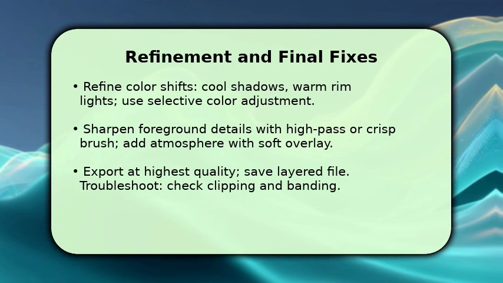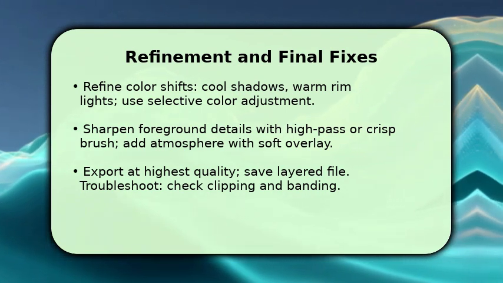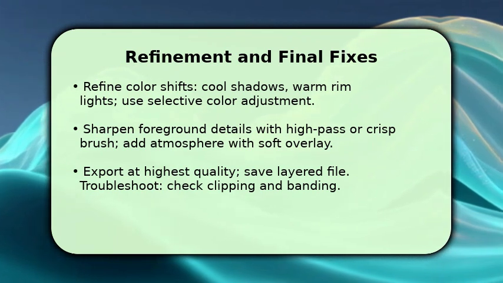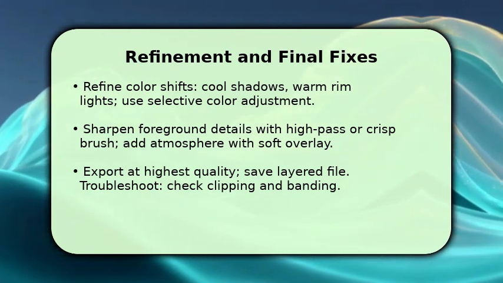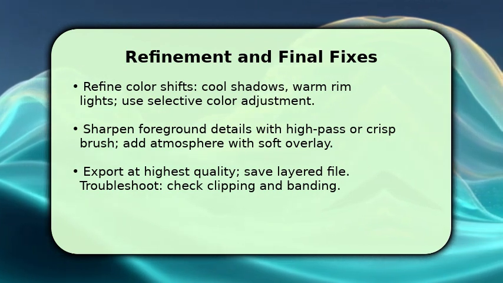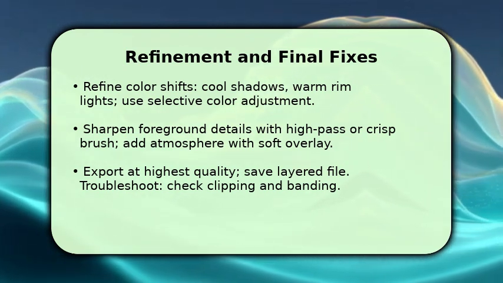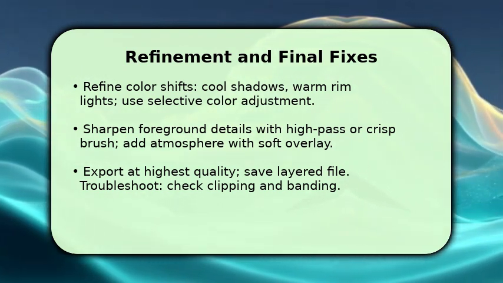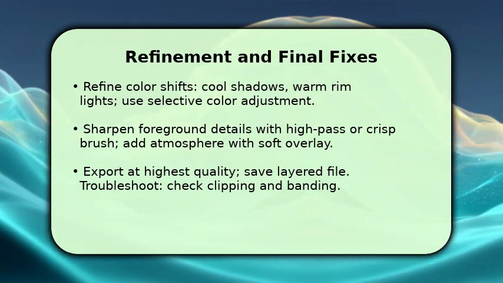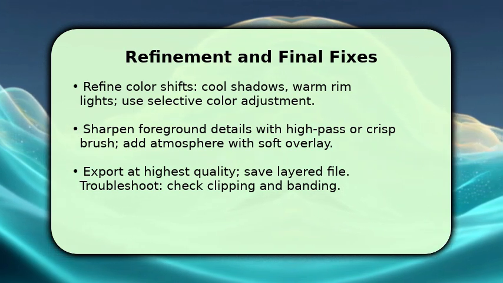Sharpen foreground details with a crisp brush or a subtle high-pass layer, and reintroduce soft atmospheric haze on a separate overlay to sell depth. When satisfied, flatten a copy for export and save the layered file. If you see banding or clipped highlights, reduce contrast, add subtle noise, or switch to 16-bit until artifacts disappear. This usually fixes posterized gradients.